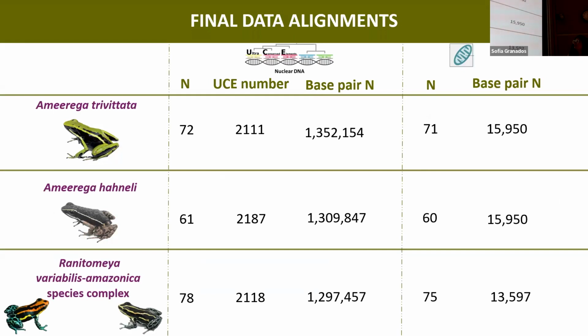All I would like you to pay attention to is that these are big data sets. The base pair number is how long the alignment is. Since the nuclear data set is longer, for the UCEs we have 1,000 million base pairs, whereas in the mitochondrial genome we have only 15,000 base pairs.